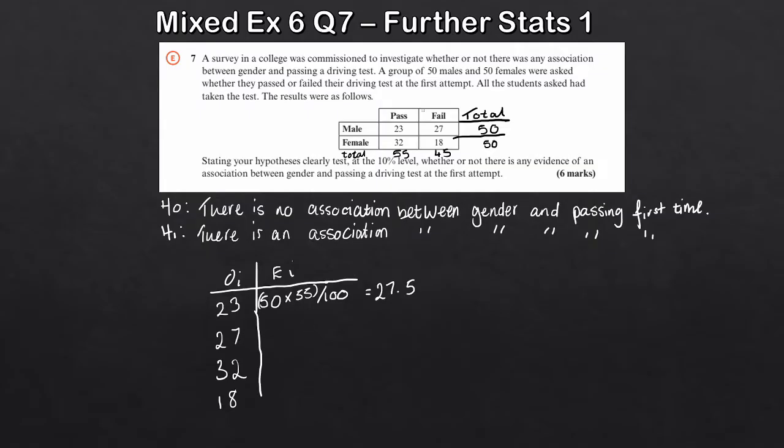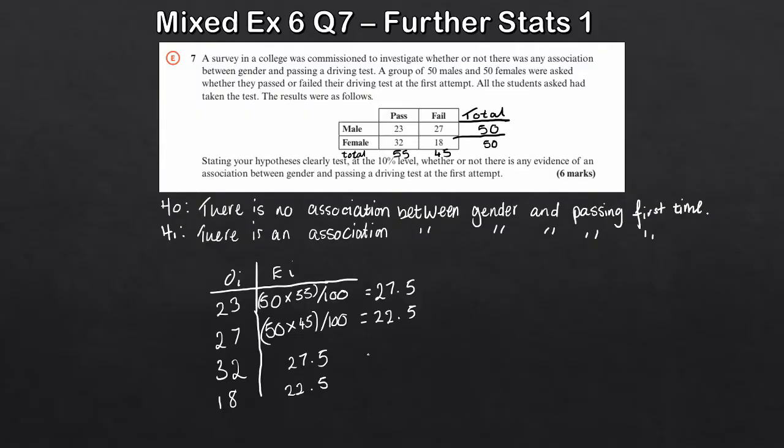If I do the same for the 27 here, just so you can see the method again. We're along this row because this is for the males that failed. So the 50, because we're on that row. We're along the failed column now, so that's times by 45. And then again, we divide by the total, 100 again. That'll give you 22.5. Now I'll just write in the other two. You just get the exact same, so again 27.5 and 22.5. Then we're at expected values.